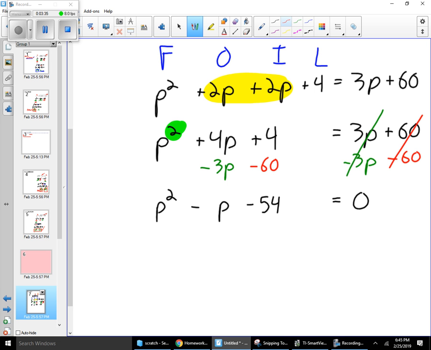So we want to factor again. Now we're looking for two numbers that multiply to negative 54. And if you caught my typo, you're amazing. This should be a plus P. Very nice. We want two numbers that multiply to negative 54 and add to 1. Multiply to negative 54 and add to 1. And those two numbers will be 8 and negative 7.